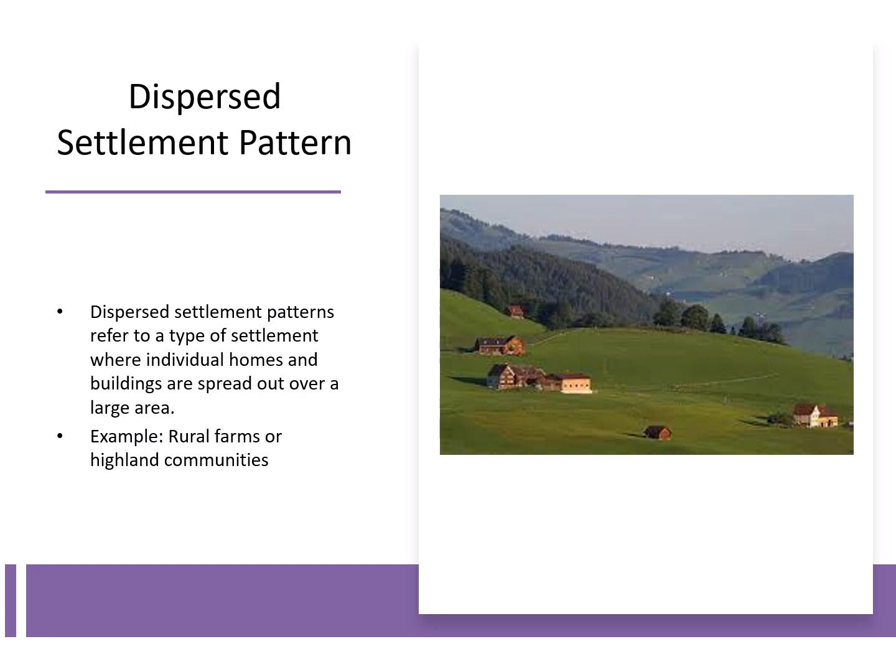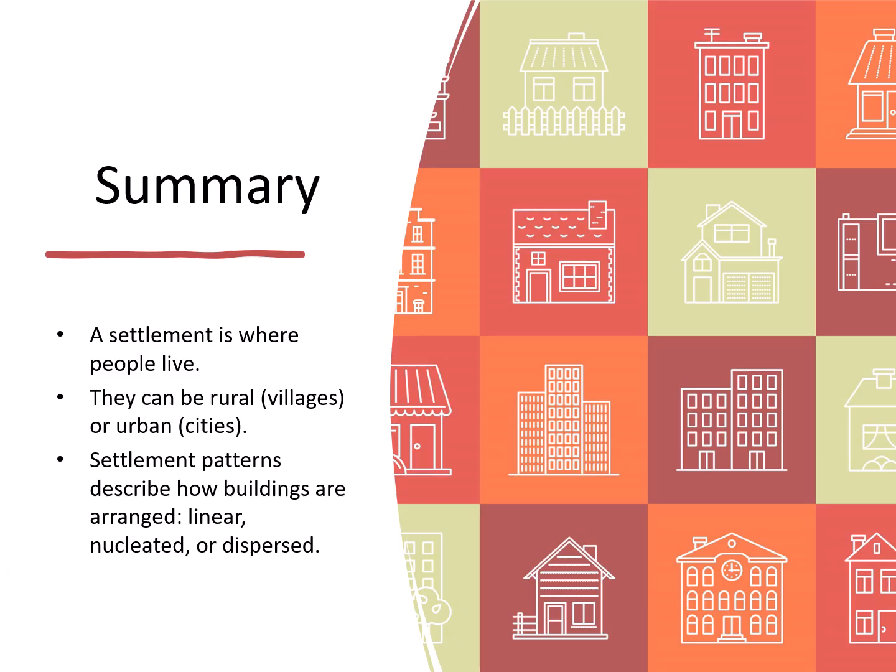In summary, the key points to note is that a settlement is where people live. There are two main types of settlements: rural and urban settlements, and there are three types of settlement patterns. These include linear settlement pattern, nucleated settlement pattern, and dispersed settlement pattern.